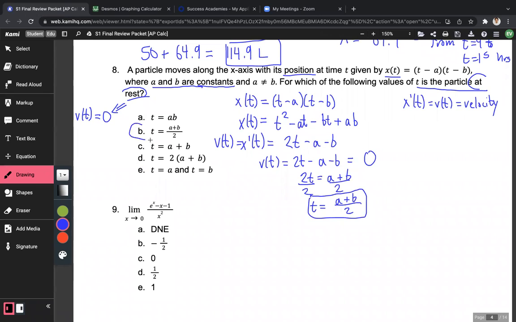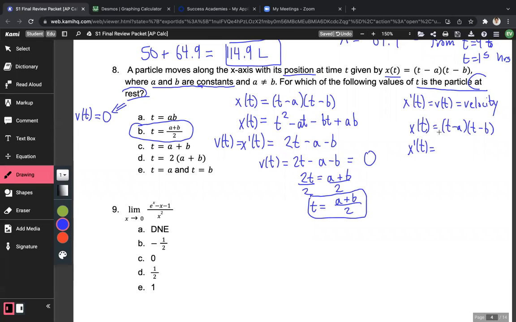And that is given by answer choice B. Now, let's say we hadn't distributed and rewritten our quadratic in standard form. Let's say we had kept x of t as t minus a times t minus b. That's fine. We would have just done the same. When we take our derivative, we should get the same thing.